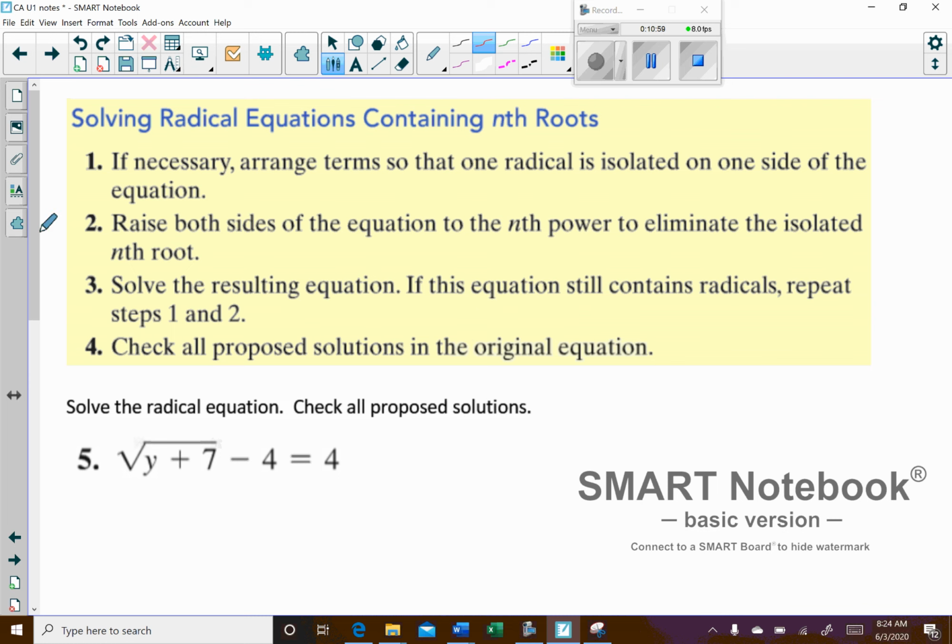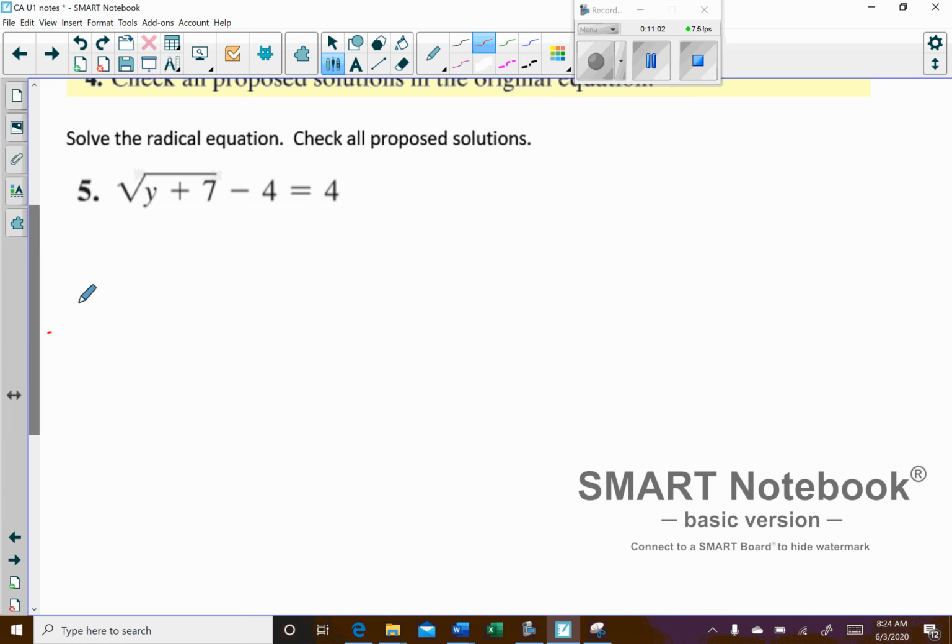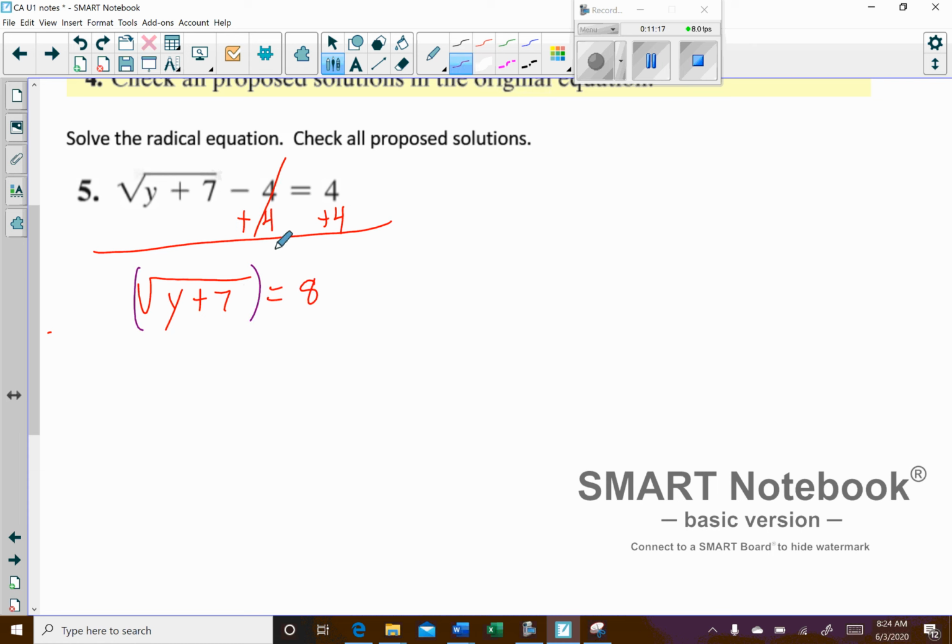Okay, so looking at our first one here, we'll go ahead and isolate the radical. So I'm going to have to add 4 to both sides to get started. So we're going to have the square root of y plus 7 equals 8. And then what we're going to do to nullify the square root is we're going to square both sides. So it nullifies the radical, and I'm left with y plus 7 equals 64. Then I'll subtract 7 from both sides. And so I get y equals 57, it looks like.